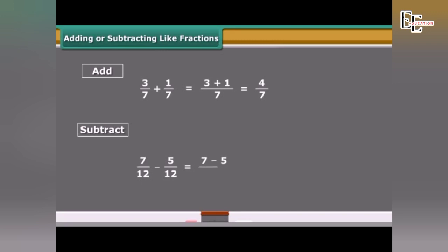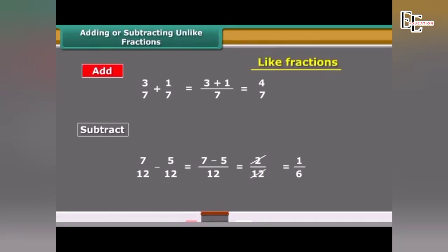Students, the sum of two or more like fractions is obtained in steps. First, we add the numerators. Second, retain the common denominator. And finally, write the fraction including both the results. To get the difference of two like fractions, first we subtract the smaller numerator from the bigger numerator. Second, retain the common denominator. Then write the fraction including both the results.